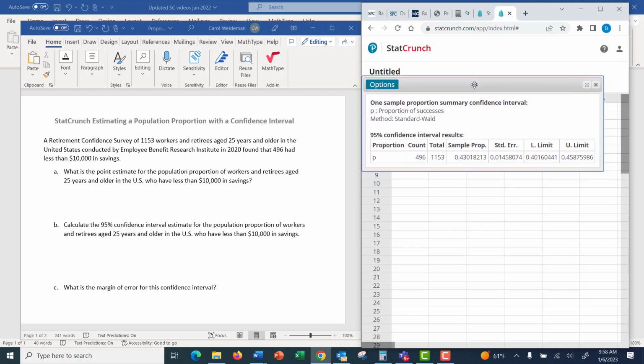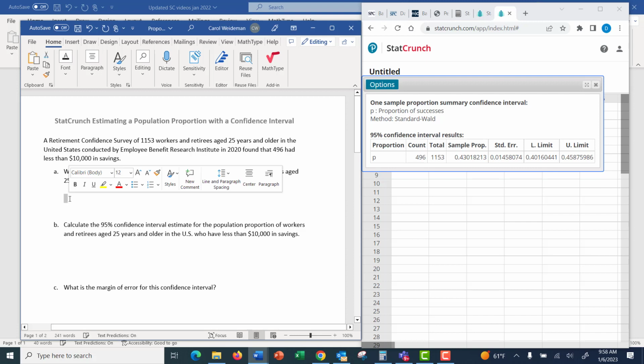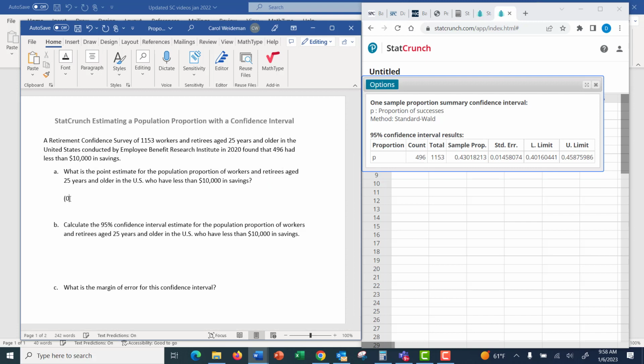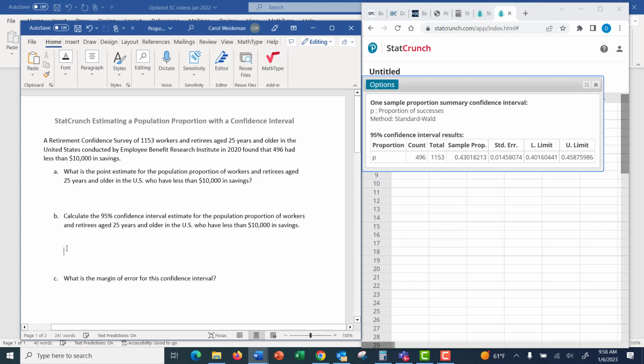So in my output, there's my point estimate. The sample proportion is the point estimate that we found on the calculator, 0.43. Here's my lower bound, and I'm going to type it over here because we're going to need it in just a second. So I'm going to go ahead and type it in here, 0.402. So lower bound, and the upper bound is 0.459. All right, so there's my 95% confidence interval. Put it in the wrong spot. Let's go ahead and put it down here under Part B.